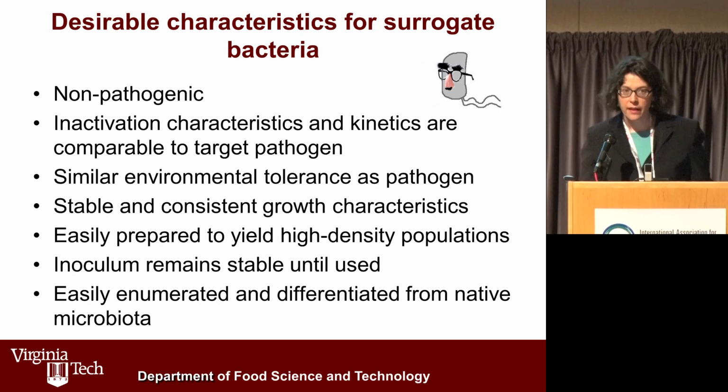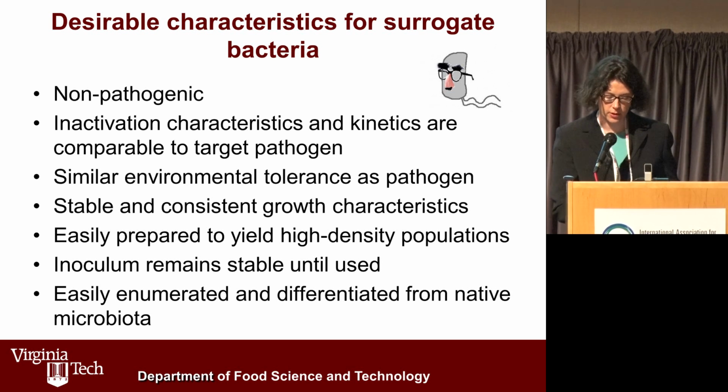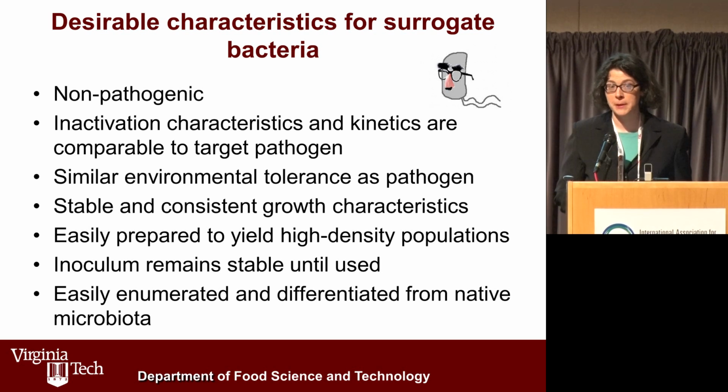Okay. What are other desirable characteristics for surrogate bacteria? Well, everybody has already alluded to the fact that we want them to be non-pathogenic. We're really trying to keep out pathogens from these food processing plants. So first and foremost, non-pathogenic, harmless. Also, they shouldn't cause spoilage or hygiene issues as well.